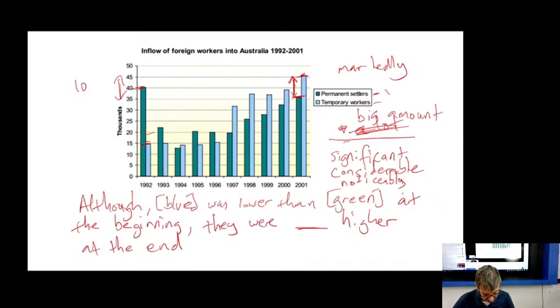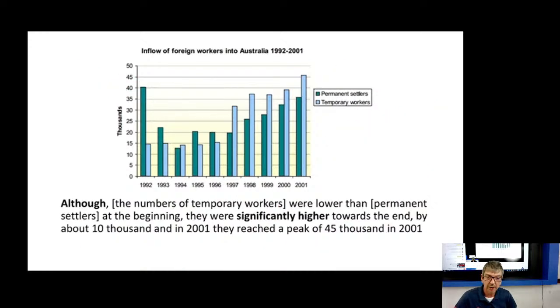Okay, so then you need to know, let's give this value by, don't forget that by means the difference, so by 10,000. And then you can talk about the final finishing value, so what did it finish at? Okay, so putting that all together and then writing it down, I suppose, is the best thing before you start talking about it.